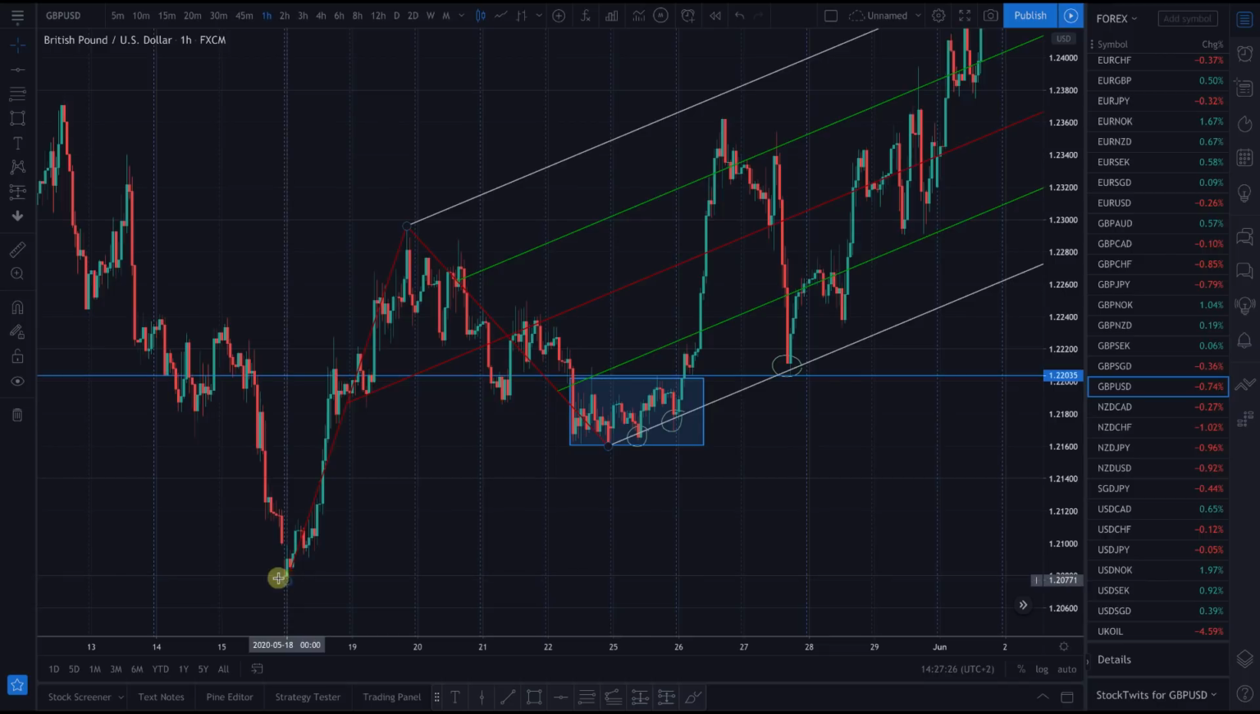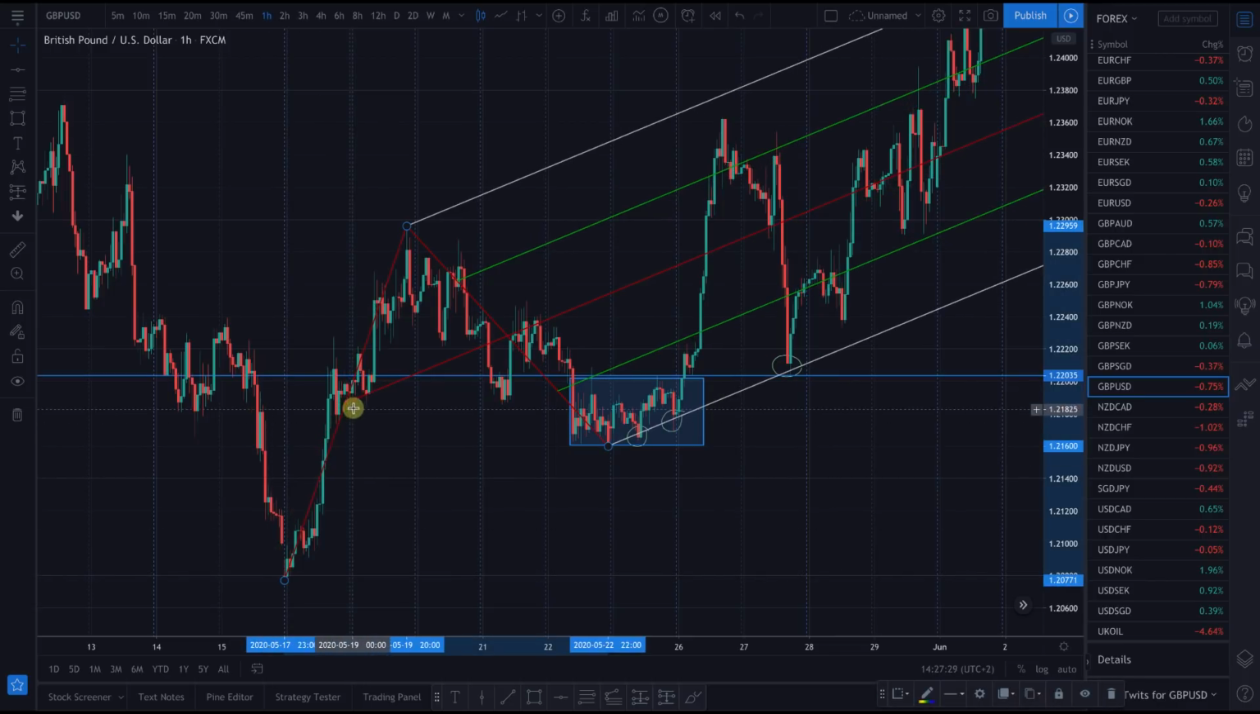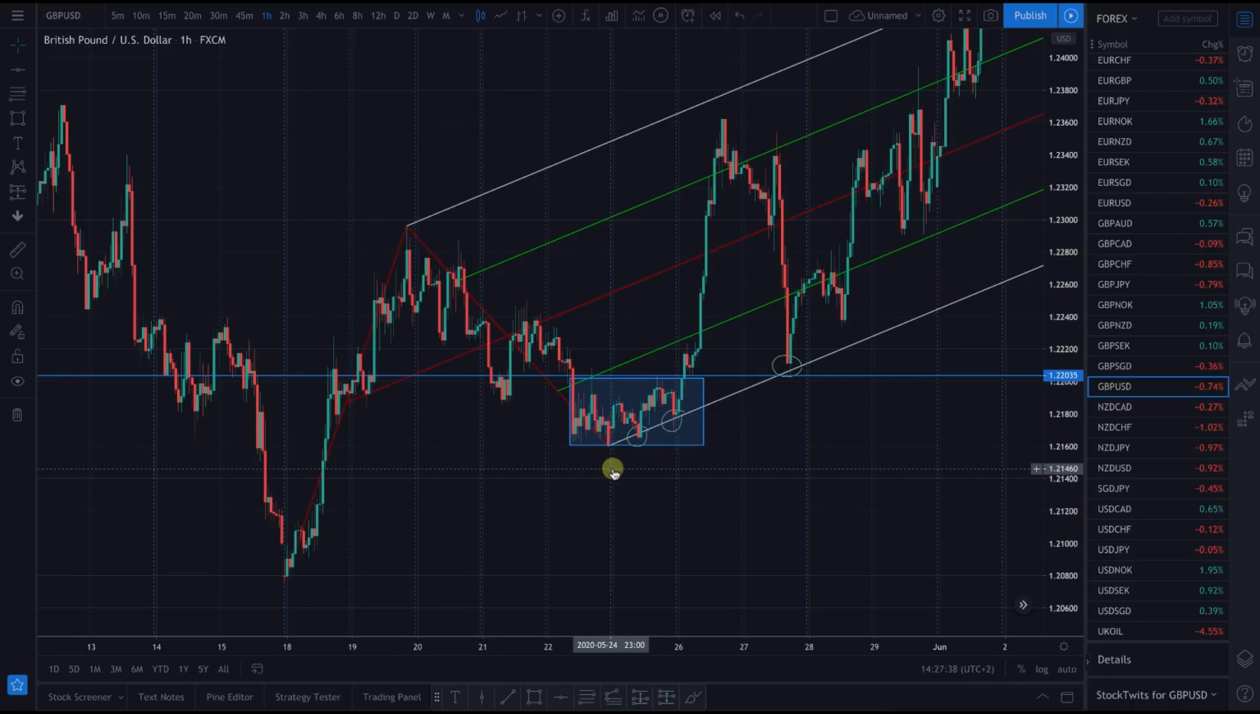I encourage you to play around with this a bit. It's a really great tool to have in your toolbox if you know how to use it. It helped me to get into a lot of nice trends.